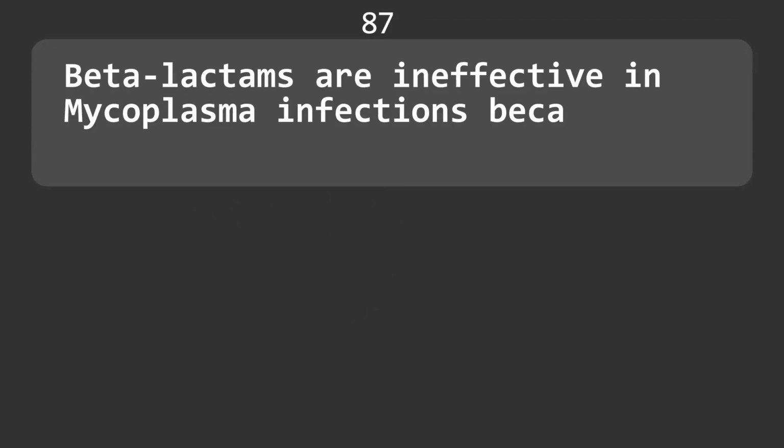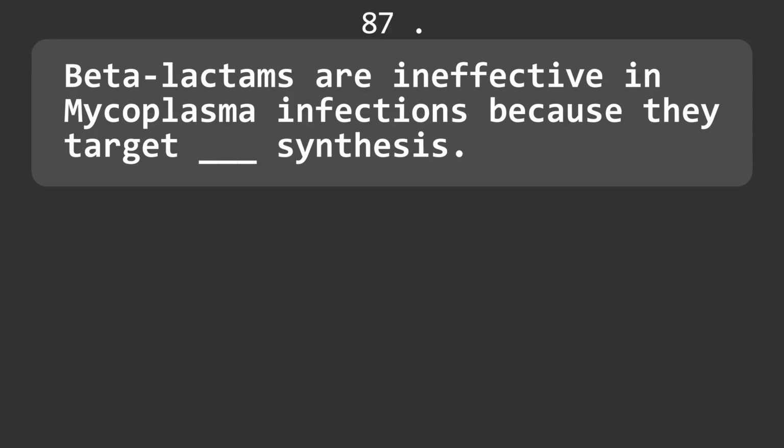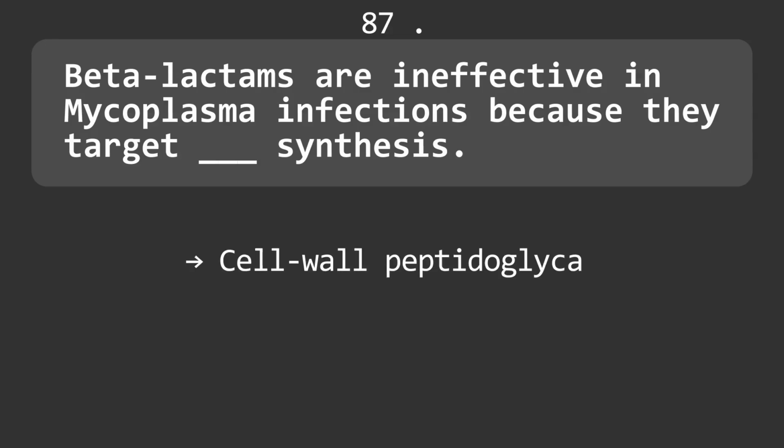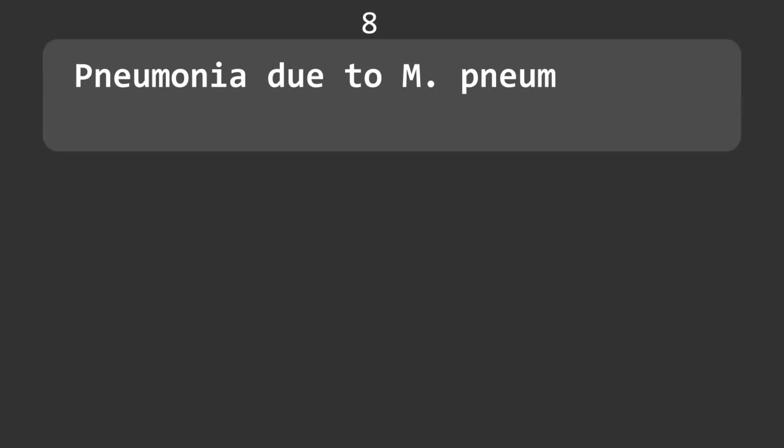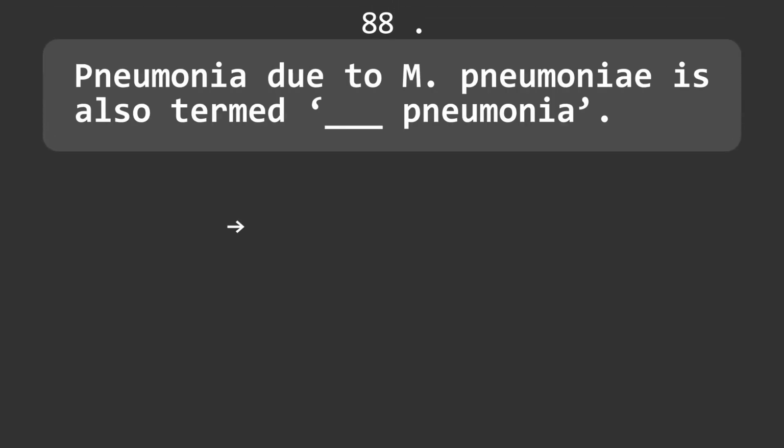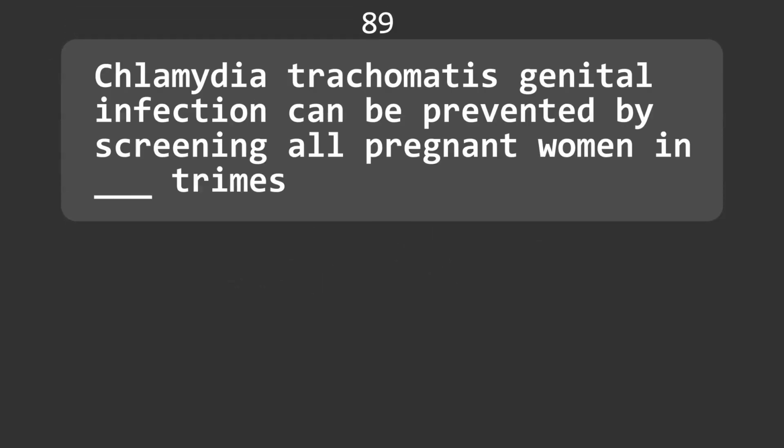Beta-lactams are ineffective in mycoplasma infections because they target cell wall peptidoglycan synthesis. Pneumonia due to M. pneumoniae is also termed walking atypical pneumonia. Chlamydia trachomatis genital infection can be prevented by screening all pregnant women during the first trimester.